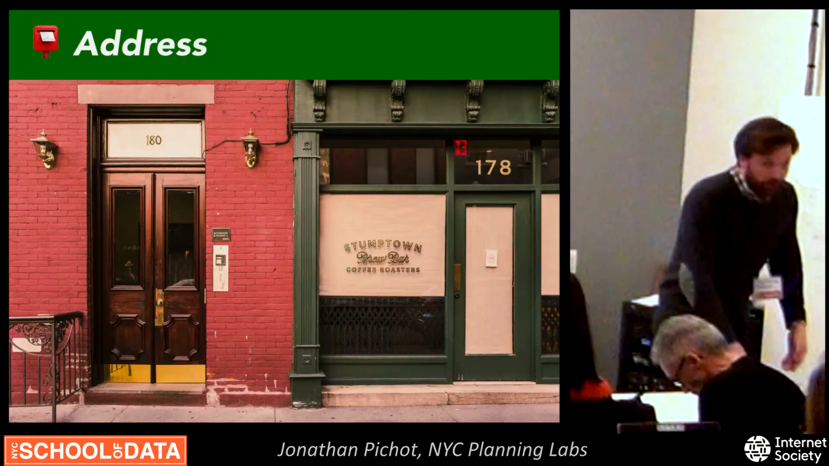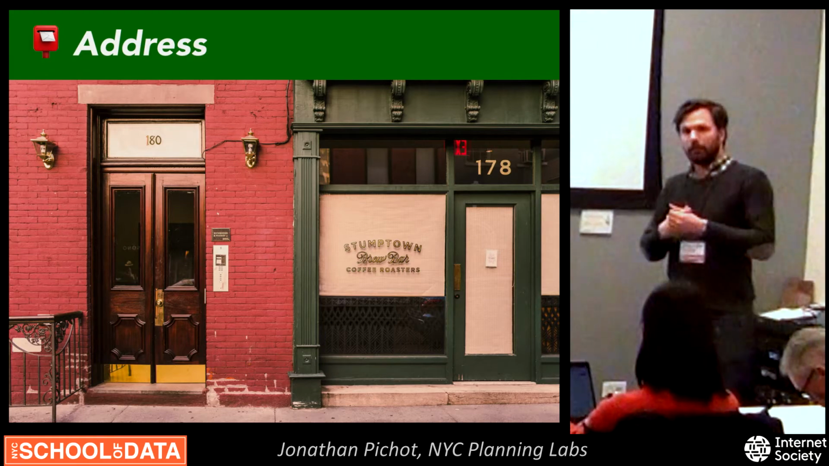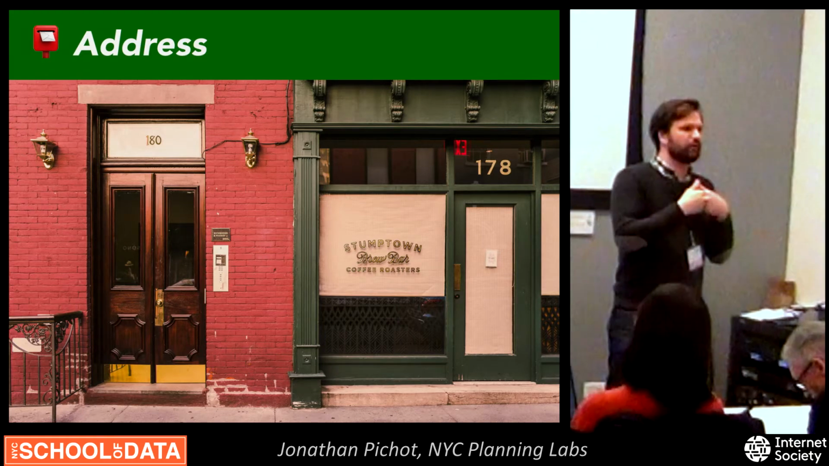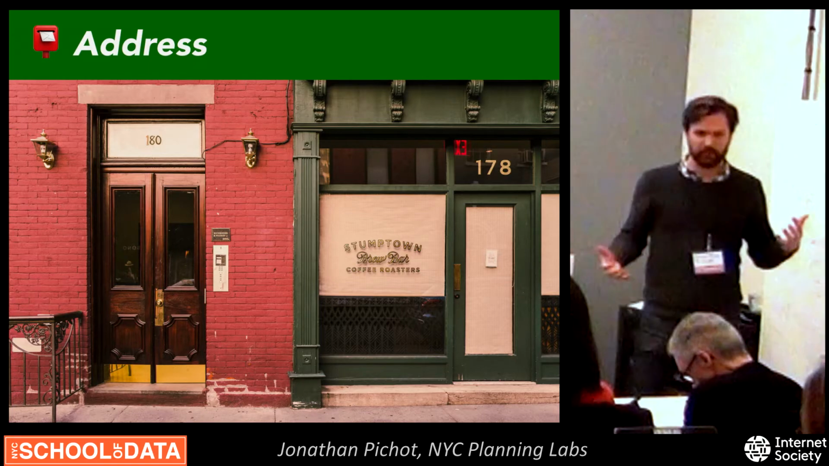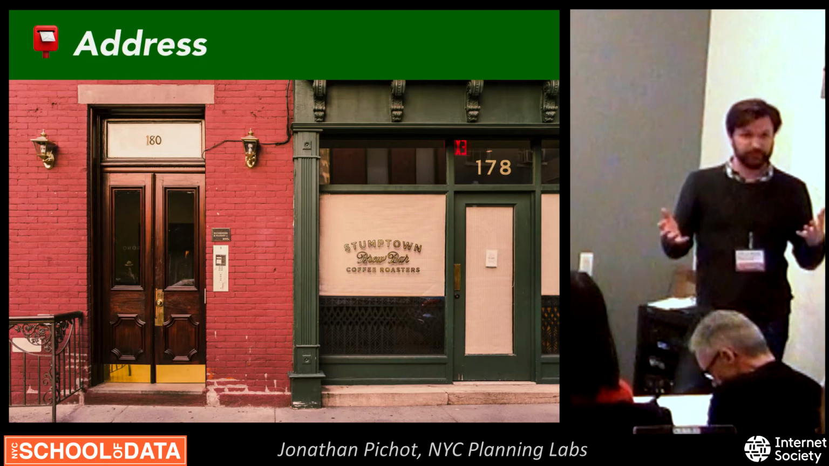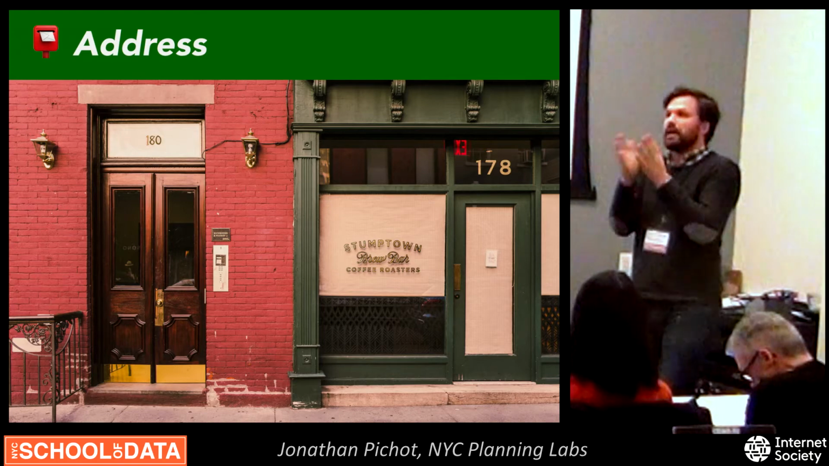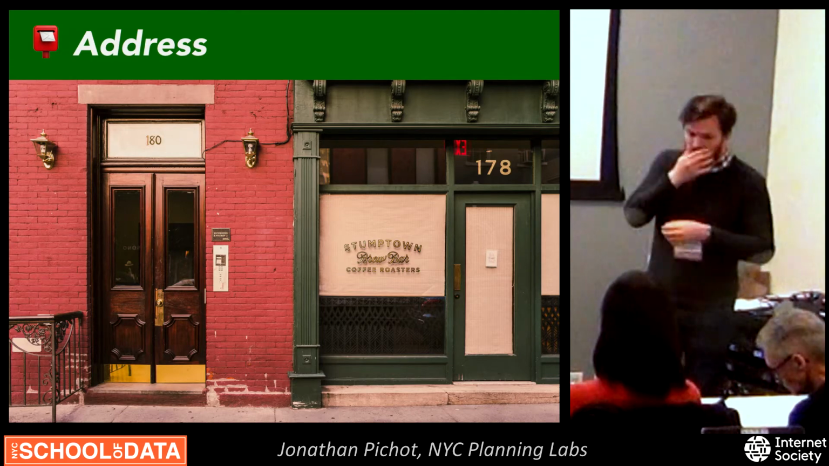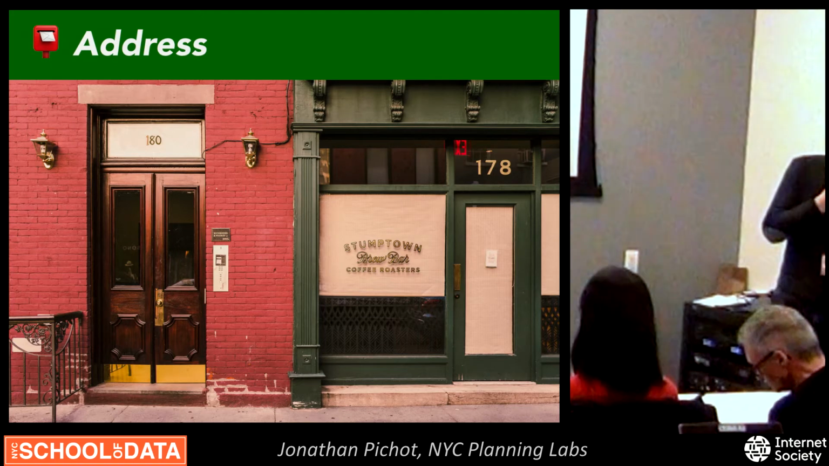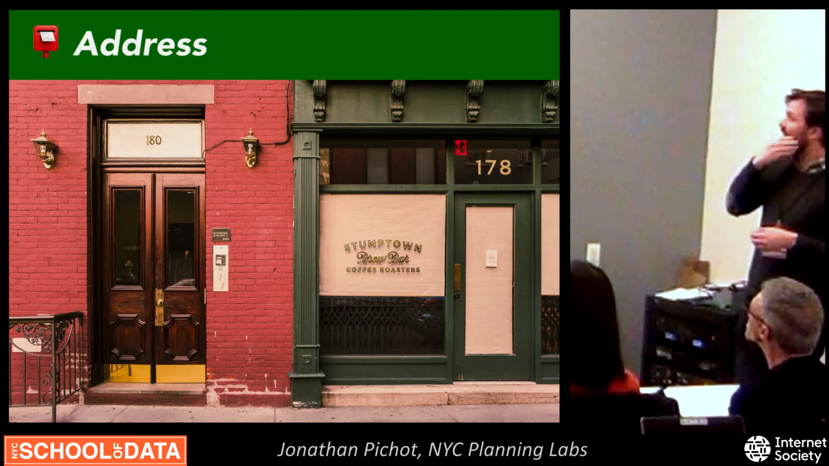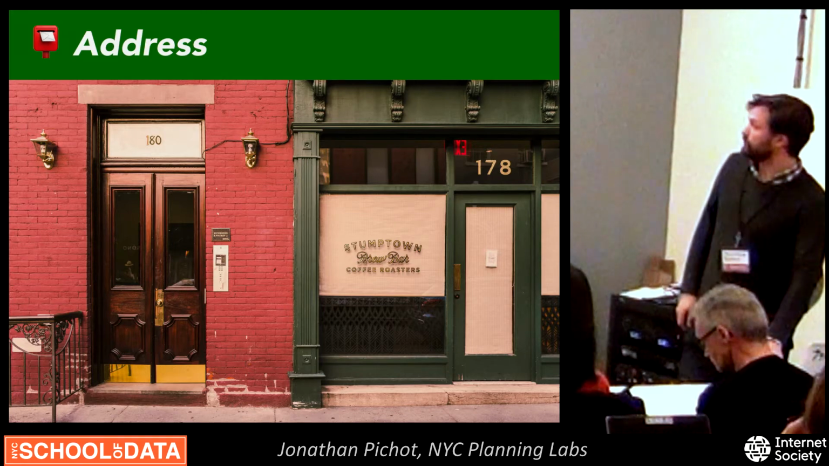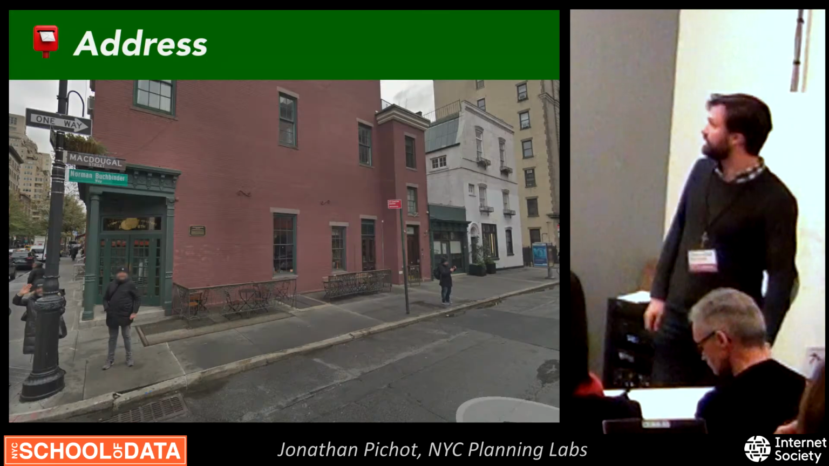So, I've talked about BBLs, talked about bins, but the more common identifier that I think we're all familiar with, that anybody would be, is the address. And the address sounds simple, but in New York City, nothing is. So this is on McDougal Street, north of NYU. We've got Stumptown here, and another number, 180, 178 on McDougal. Just to remember that. I want to give you a little context of the neighborhood.